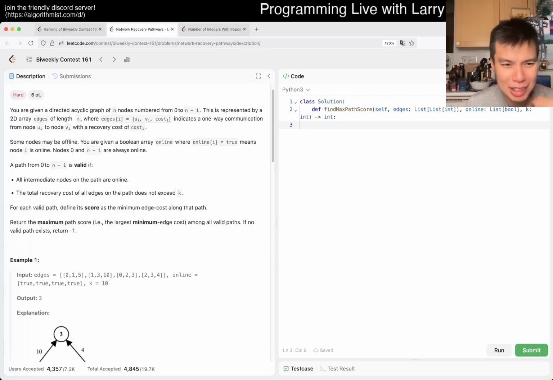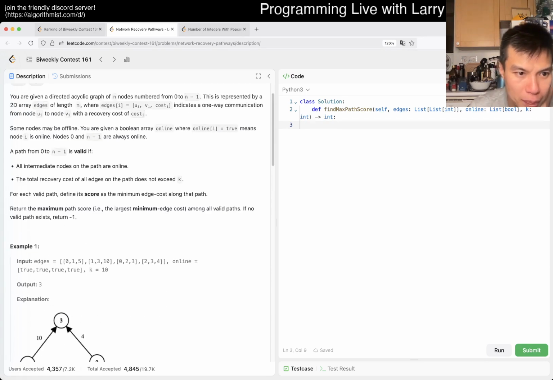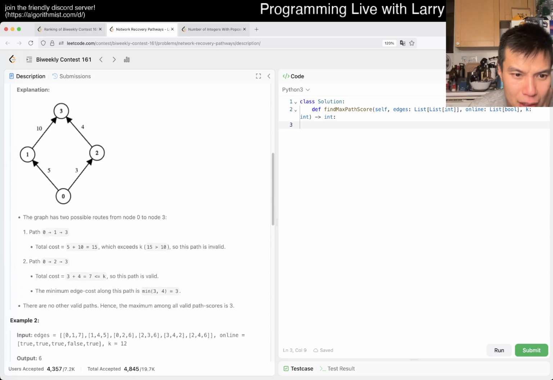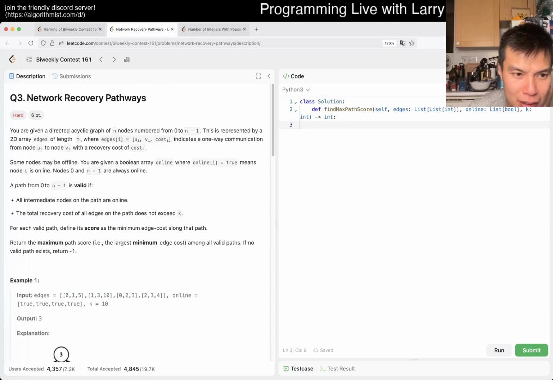Return the maximum. There are so many minimum, maximum things that are so hard to read. Return the maximum path score amount of valid paths. What does it mean to be offline and online? Or how do you turn it online? I don't get it. What is online and offline? Like, it doesn't say anything. It just says that this is online. So do we just ignore nodes that are offline? I'm so confused.